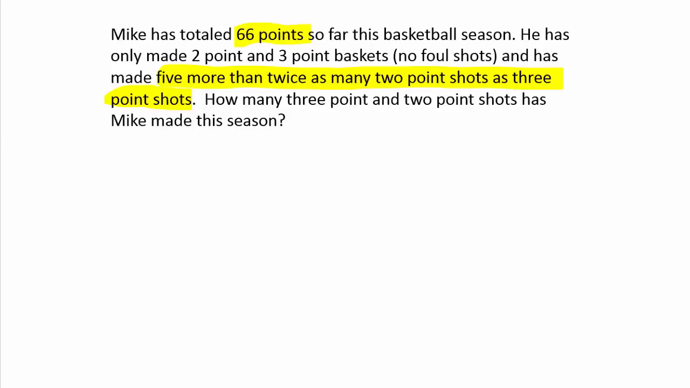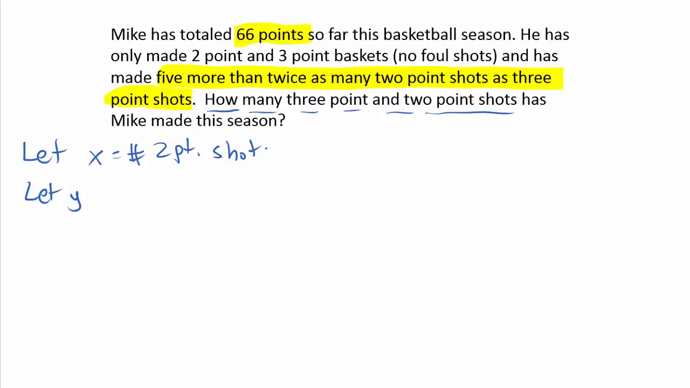I'm going to start these problems like I start pretty much all word problems with a let statement, identifying what we're trying to find here. And in this case, again, it's usually in the last sentence. It asks us how many 3-point and 2-point shots has Mike made. So we'll let X equal the number of, let's go with 2-point shots for X. And we'll let Y equal the number of 3-point shots that Mike has made.